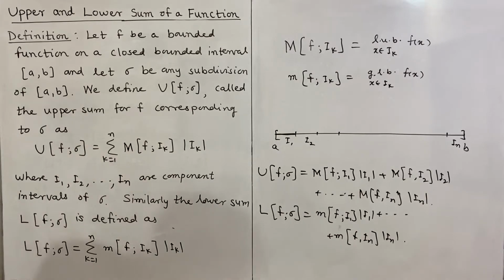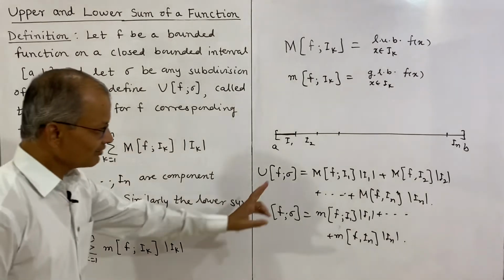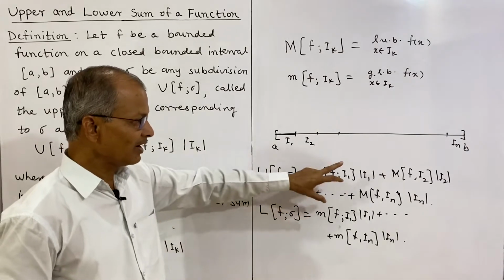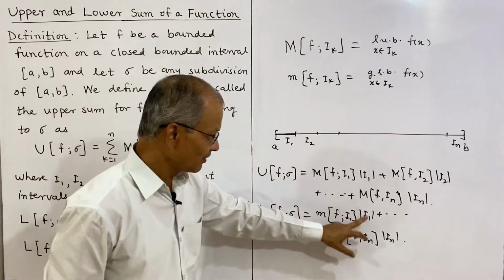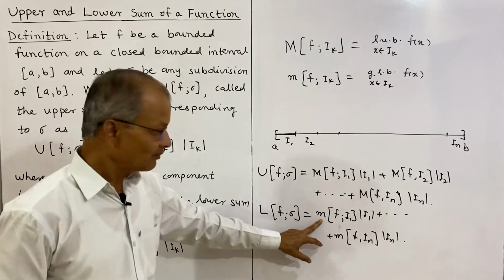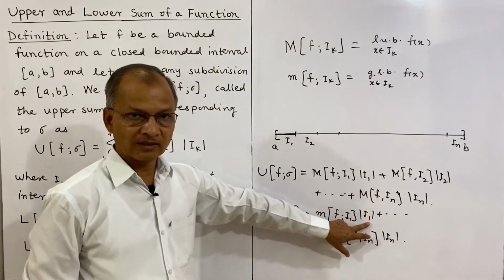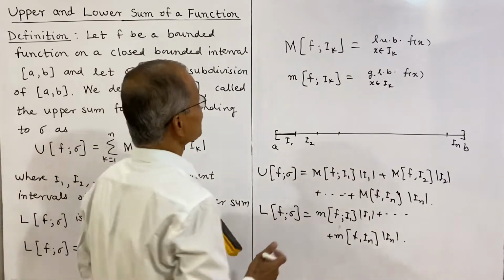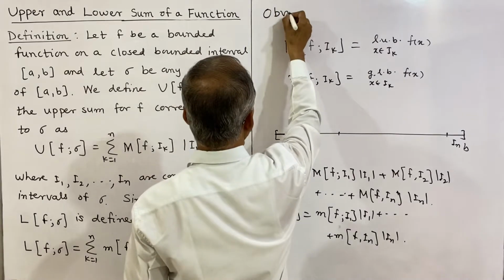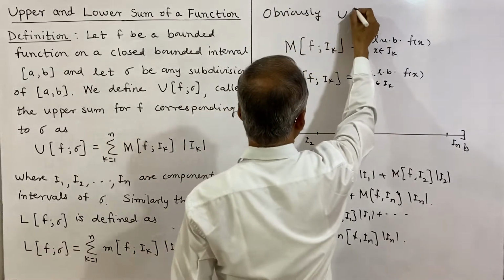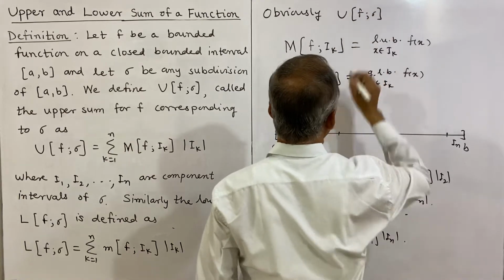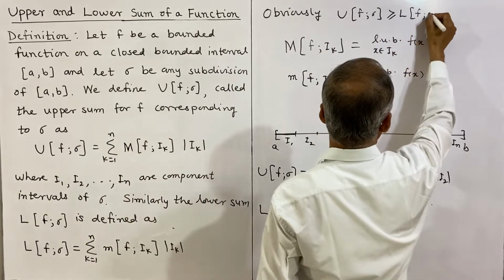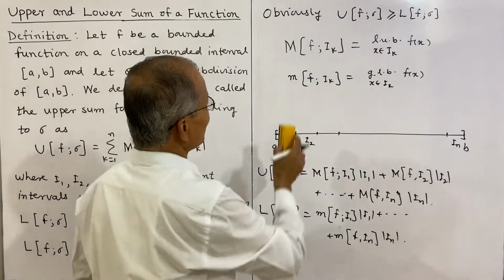Now we shall see what is the geometrical meaning of this, and clearly now you see what is the relation between upper sum and lower sum. Here we take the maximum value and we multiply by the length of the interval. It is the same length of interval. For lower sum we take the minimum value and multiply by the length of the interval, and therefore obviously this upper sum will be greater than or equal to the lower sum. So we mention it as: obviously every upper sum, we will prove this result also, upper sum is greater than or equal to the lower sum of f on subdivision sigma.